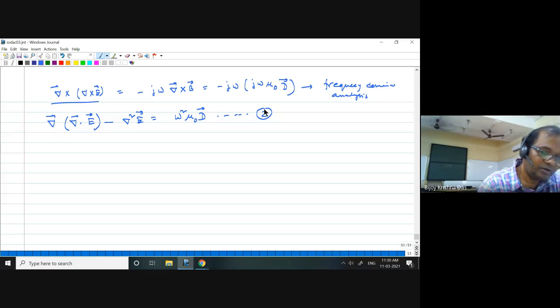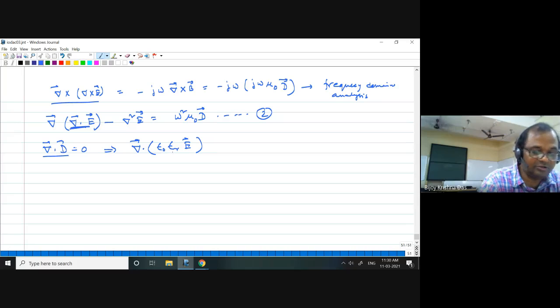Now, let us consider equation 1c. Divergence D equal to 0, and because I have to know the value of divergence E, I can get that from this equation. How? Let's see. Divergence of epsilon 0, epsilon r, and E. As I mentioned earlier, epsilon r is not really easy to take outside the del if it is not constant, as it is space dependent.